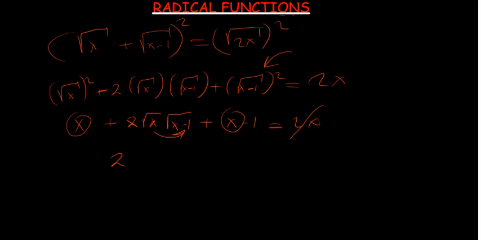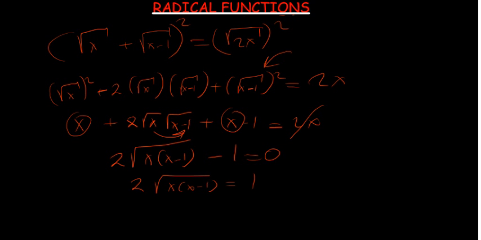If we multiply that x with the other one which is inside the root, we are remaining with a minus 1, and that will be equal to 0 because the x and the 2x side has cancelled. So this is giving us the root of x squared minus x, and that is being equal to 1. So we can divide through by 2, that will give us the root of x squared minus x, and that will be equal to 1 over 2. So at this point we can square also both sides.